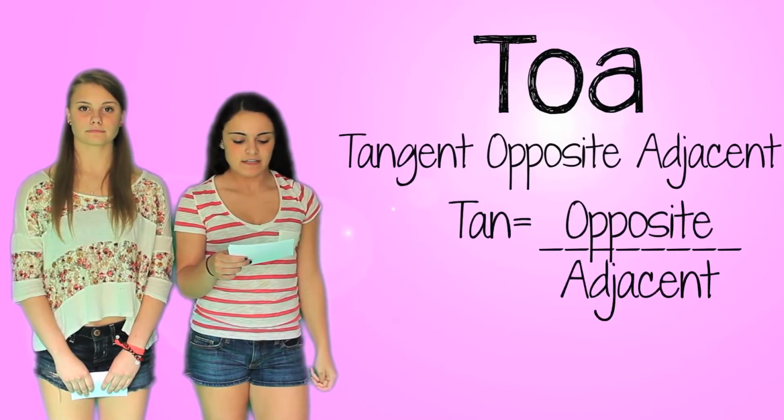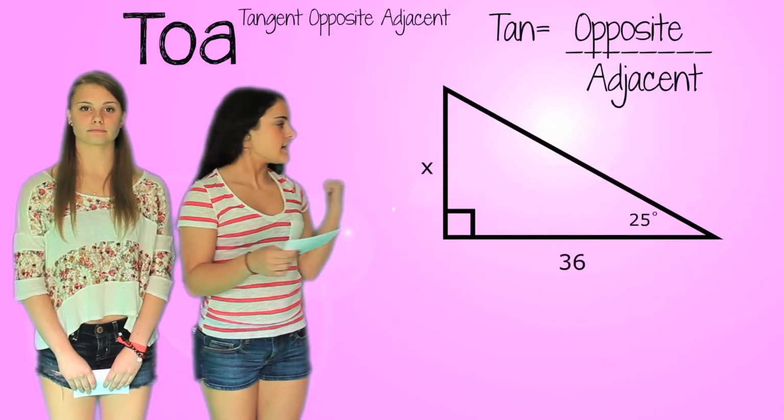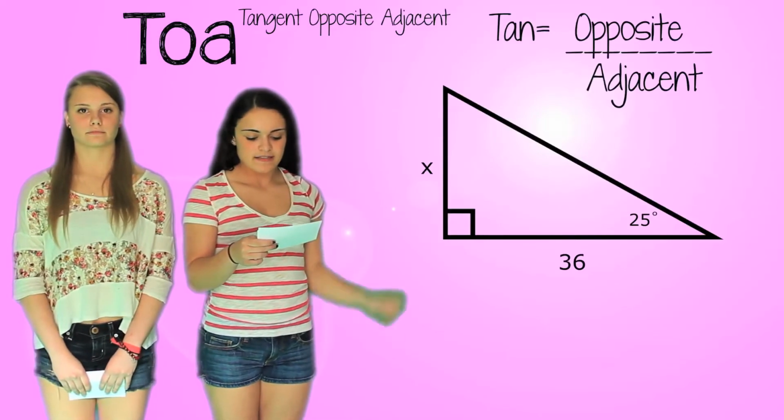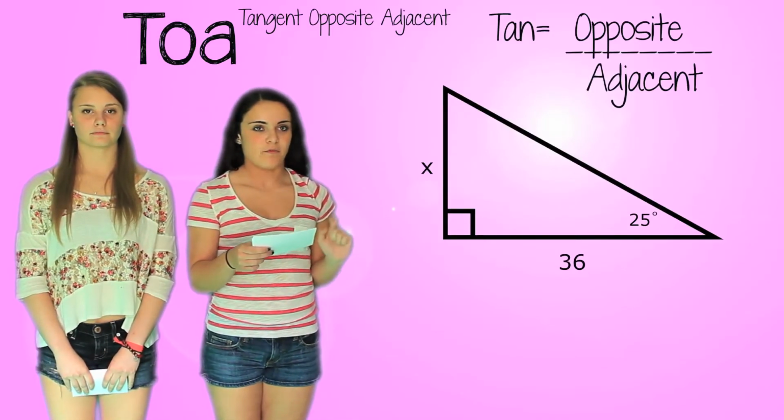In TOA, T stands for tangent, O stands for opposite, and A stands for adjacent. This formula is tan equals opposite over adjacent. For example, in this triangle right here, where it's missing one side, but we have an angle and we have one of the other sides.